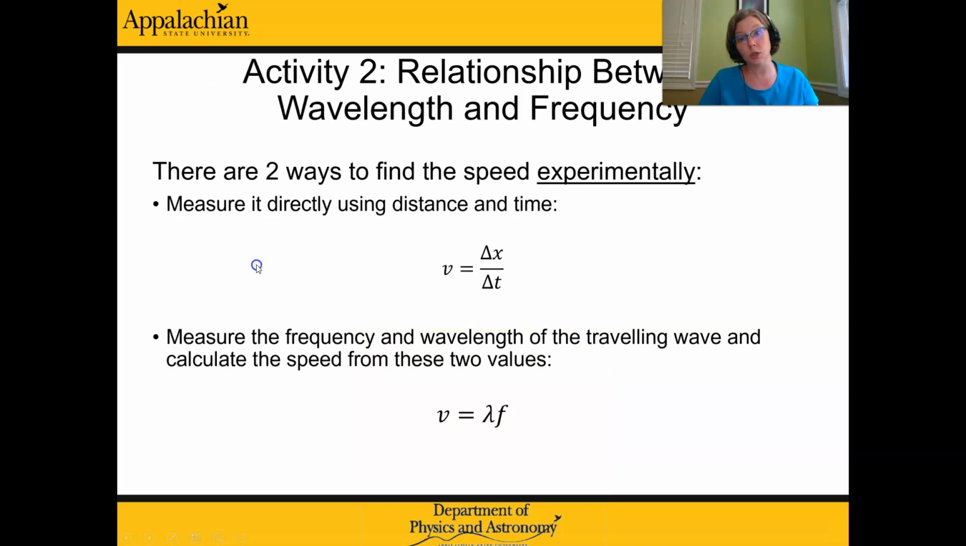In activity 2, we're going to use 2 different ways to find the speed of the wave on a string experimentally. Similar to activity 1, we're going to directly measure the distance in time. However, we're also going to measure the frequency and the wavelength and calculate the speed using the frequency times the wavelength equation.